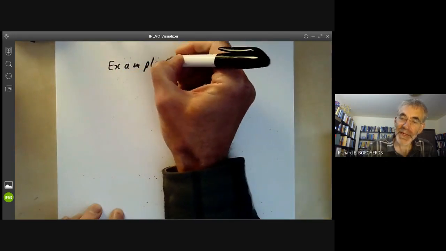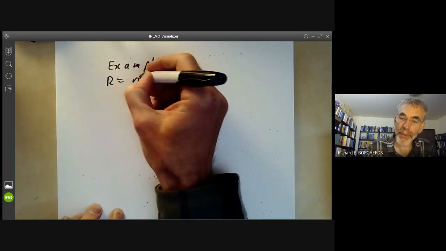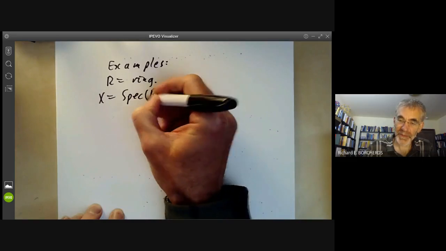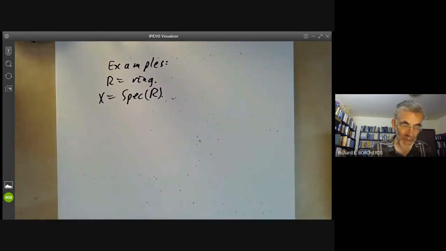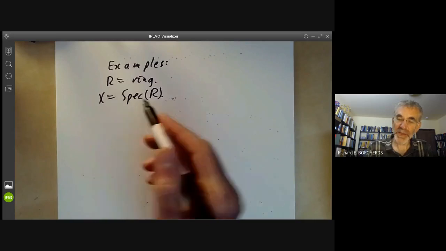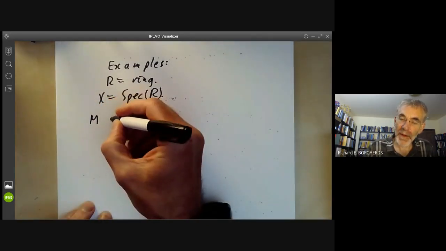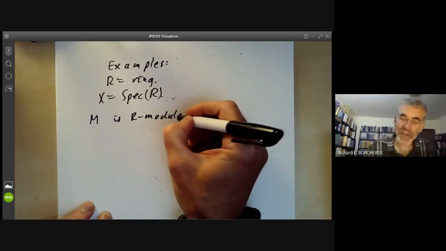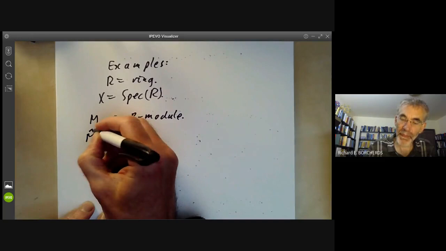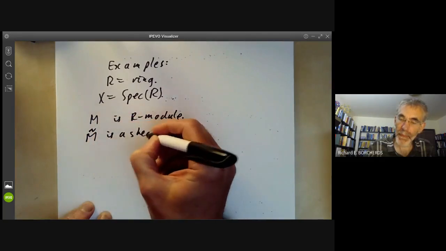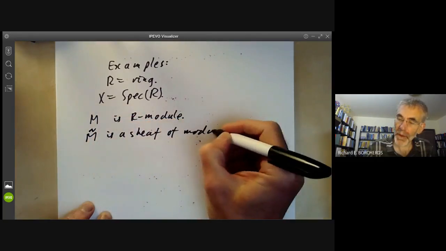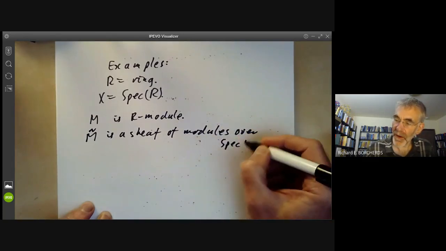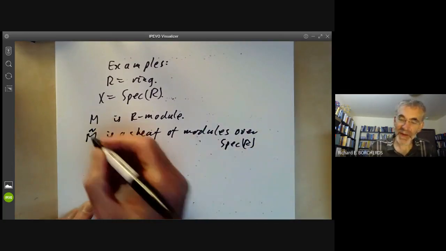Here we're going to, let's just take R to be a ring, and let's take X to be the spectrum of R, points being prime ideals. And what we're going to do is, suppose we've got a module M over R, we're going to form a sheaf of modules over the spectrum of R. And M twiddle is defined like this.